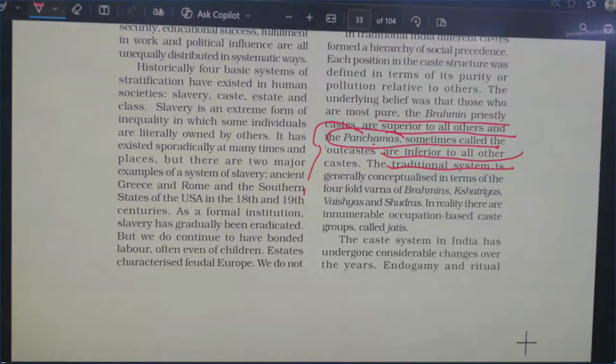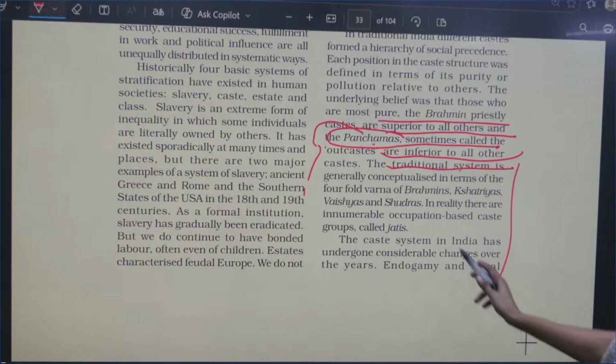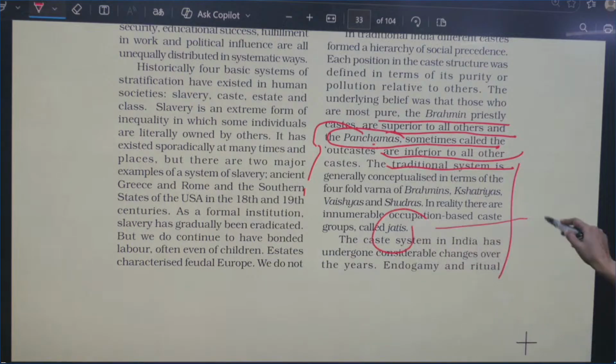Okay, so Kshatriyas, Vaishyas, Sudras, in reality there are innumerable occupations. और जाति, ये जो जाति सिस्टम है, that is given to us by M. Srinivas.